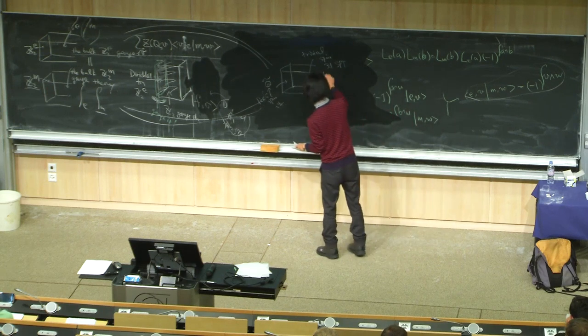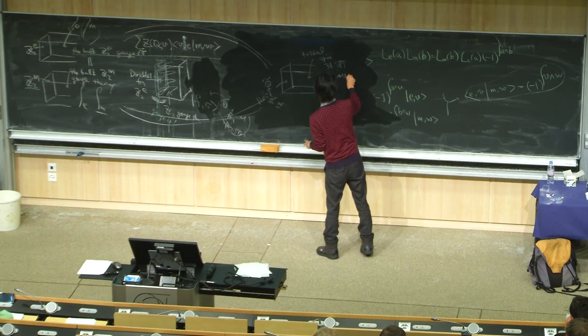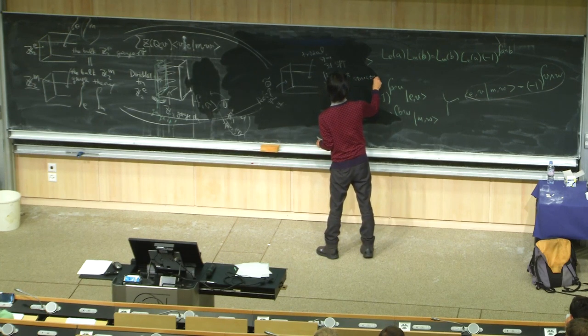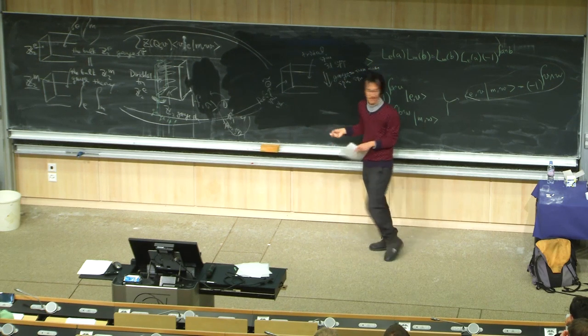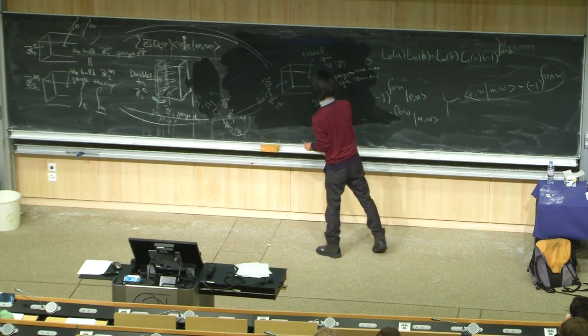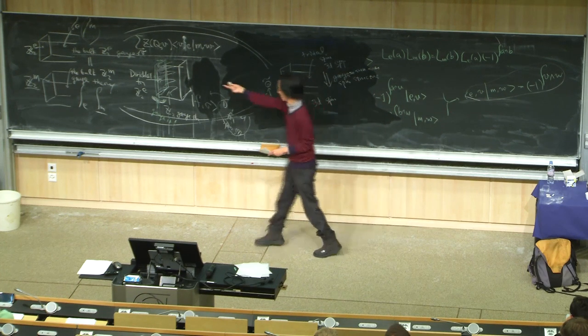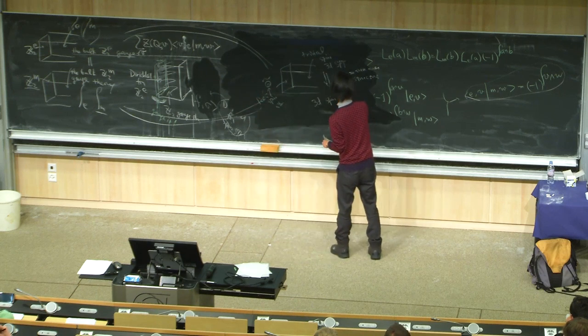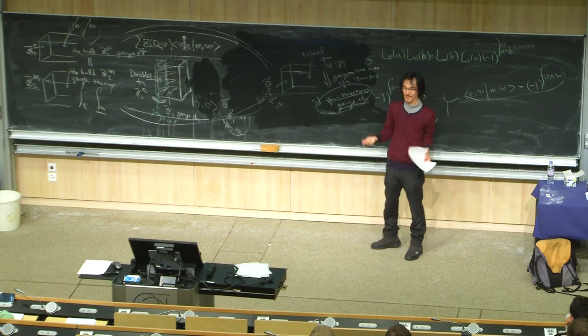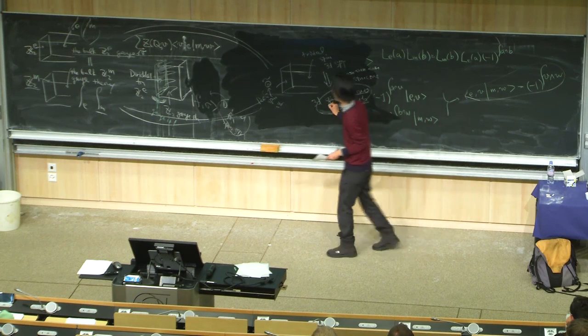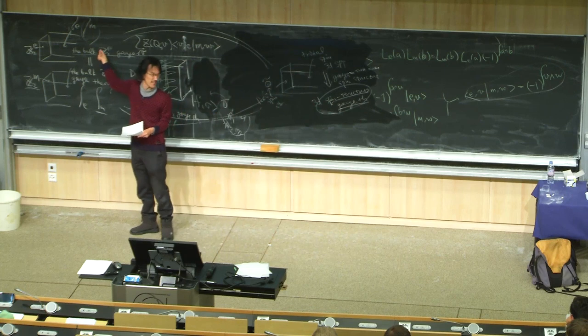Now you gauge this spin structure, or equivalently, sum over the spin structure, right? Then you get 3D spin structure gauge theory instead of Z2 gauge theory. What is this weird object? What I have been explaining in this lecture is that this bulk theory is the same as this theory.